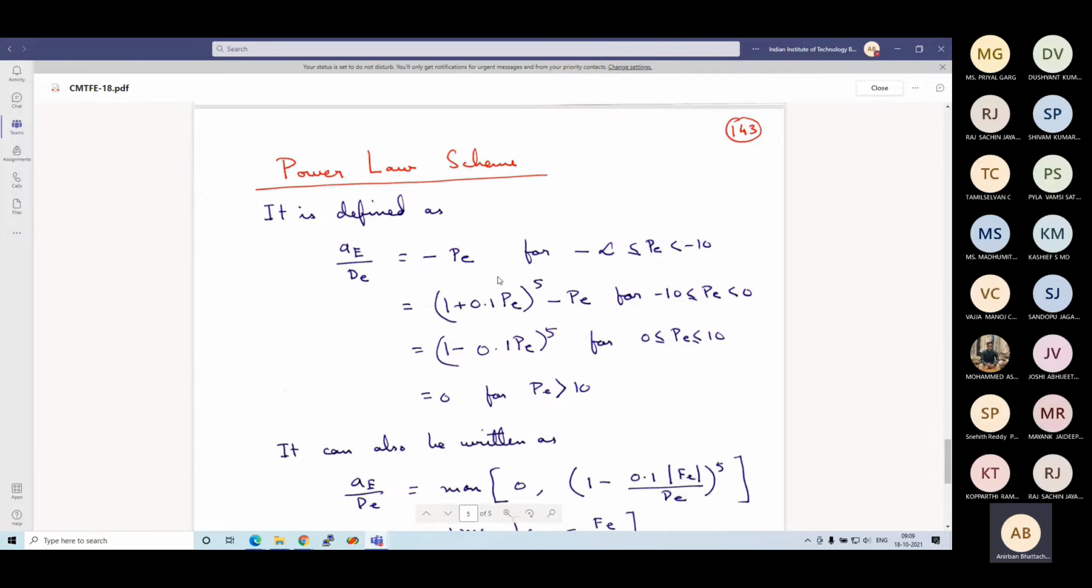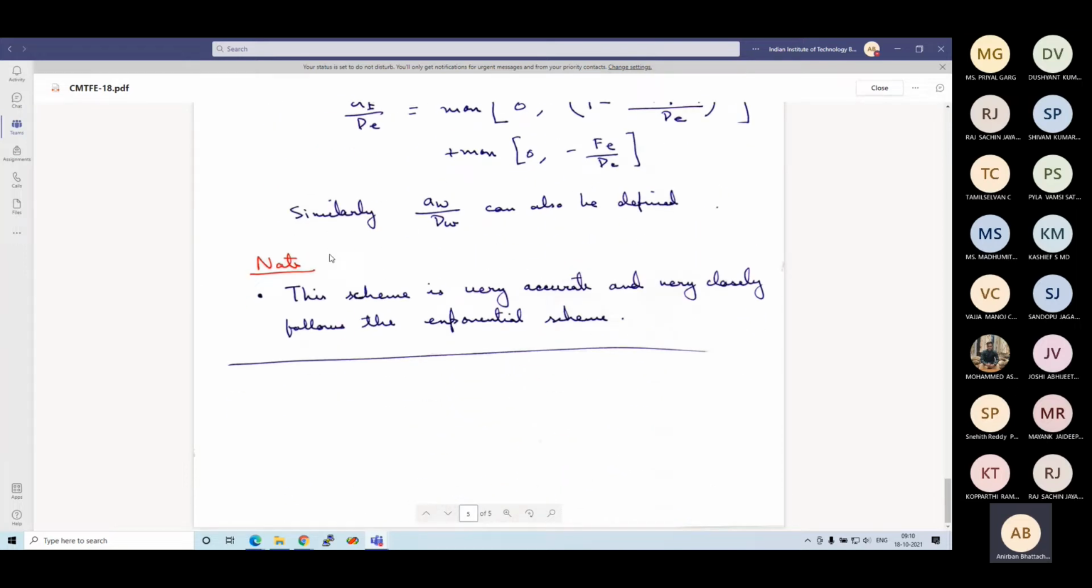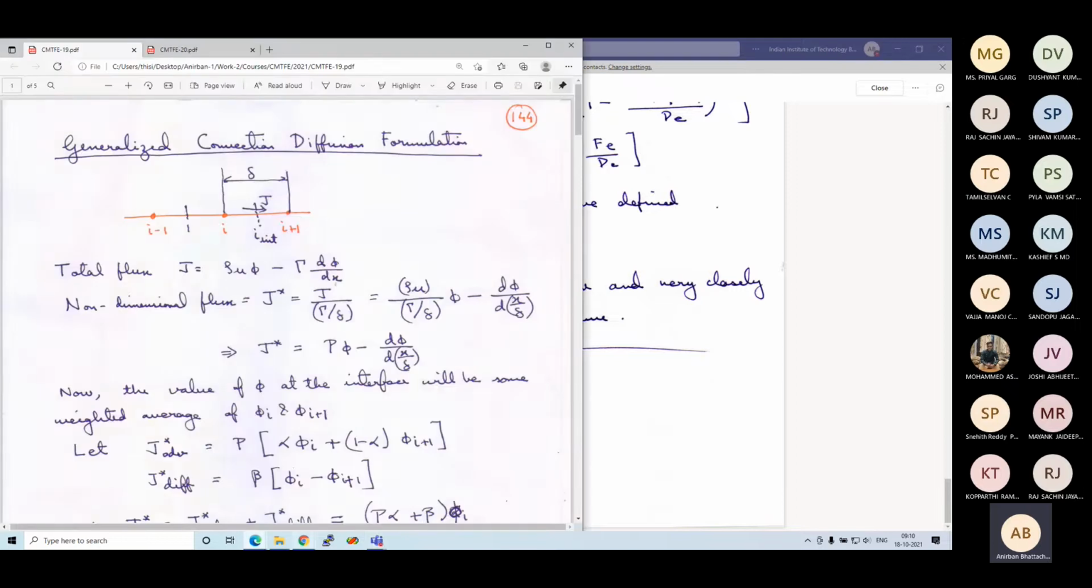If you draw these four curves, you can try it in any software like MATLAB, it will almost exactly mimic the exponential behavior. You will not be able to see the difference with the naked eye, so you have to actually calculate the difference. It is so accurate. The main advantage is that it is almost as accurate as the exponential scheme, but we don't need to calculate any exponentials. So it is much faster, and this is very widely used. Up till this we have discussed in the previous classes. Any questions?